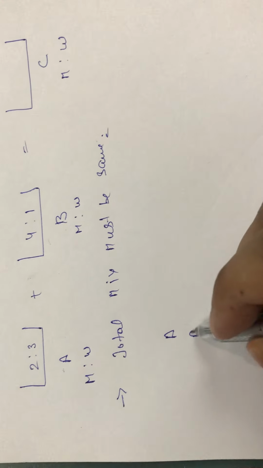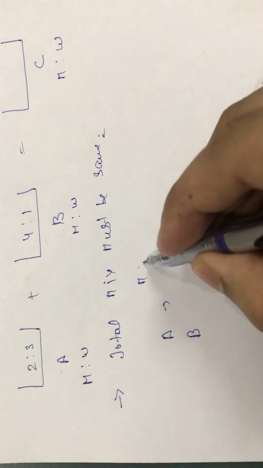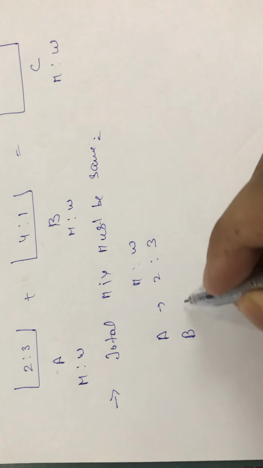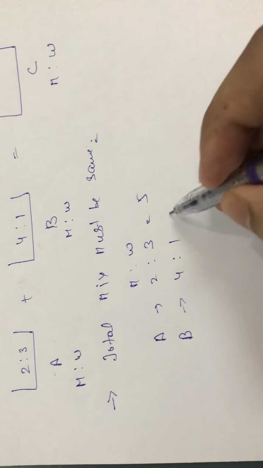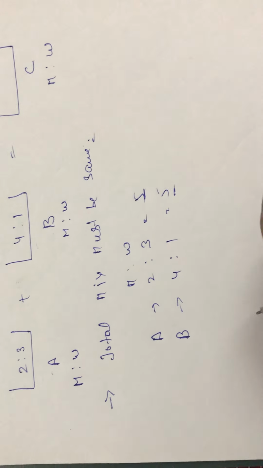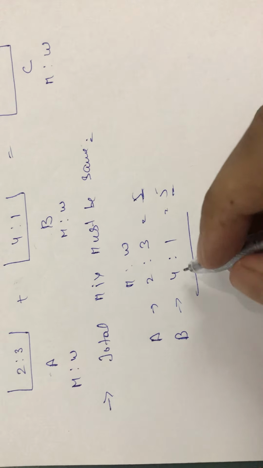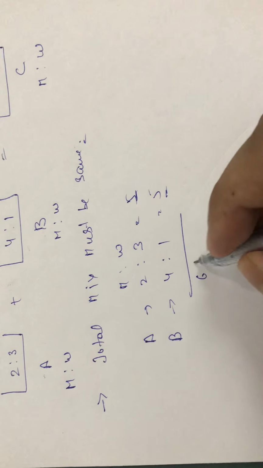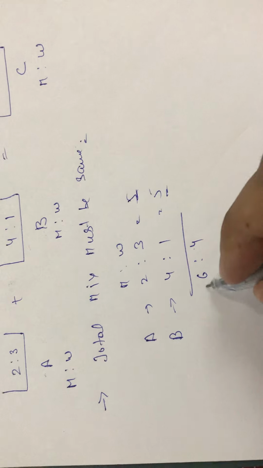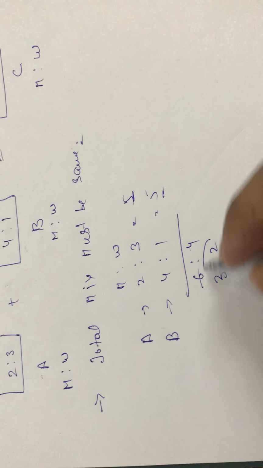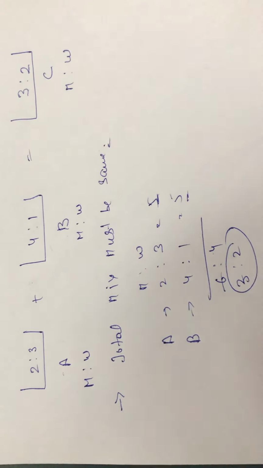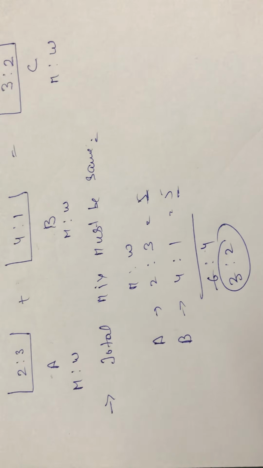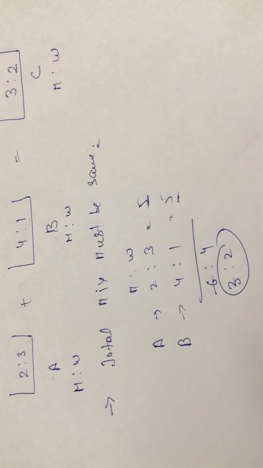I'll write here A and B. Here milk to water is 2:3. Here milk to water is 4:1. But I need to check whether the mixture is the same or not. Yes, the total mixture is the same. Just add water with water and milk with milk. So this will become 6:4. So in the final mixture the ratio of milk and water will be 3:2. Right? This is how mixture works.